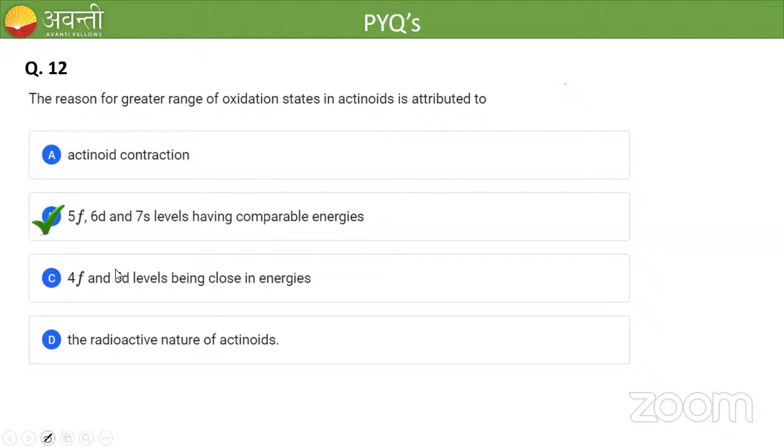In actinoids, the 5f orbitals get filled. If you see the energy difference between these three orbitals, it is more or less the same. So that is the correct answer.